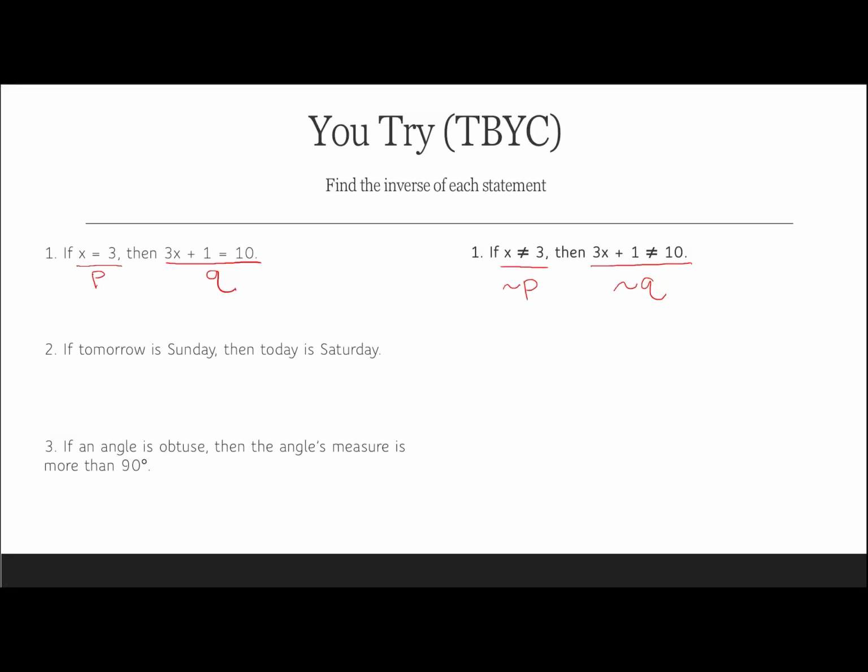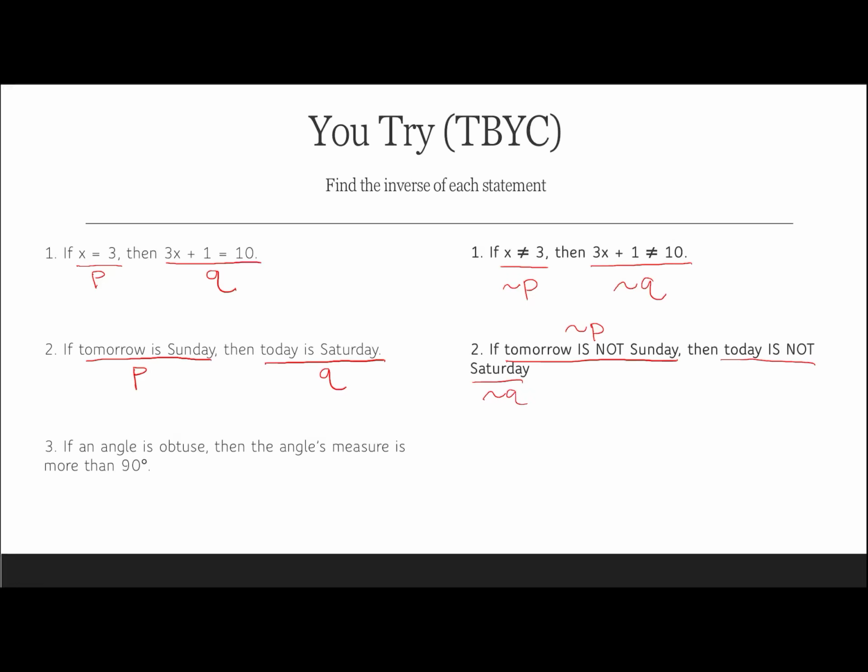That is our inverse. For number 2, if tomorrow is Sunday, the hypothesis is tomorrow is Sunday, statement P. The conclusion is today is Saturday, statement Q. Our inverse is if tomorrow is not Sunday, that is not statement P, then today is not Saturday, which is not statement Q.